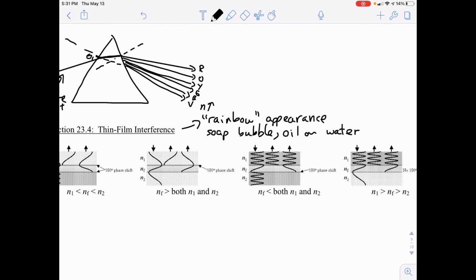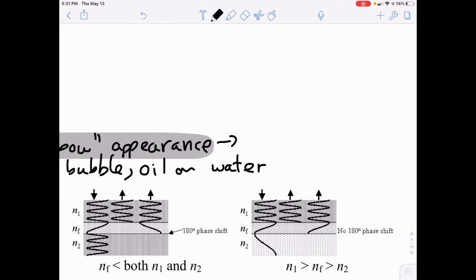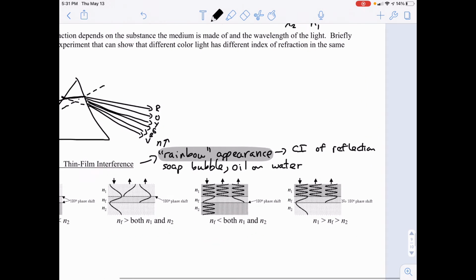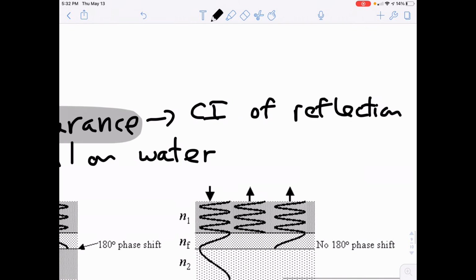So anytime we're looking at the rainbow appearance, that means we're talking about constructive interference of reflection. The reflected light is constructively interfering and showing itself as a rainbow type appearance, a very iridescent glow of various colors. Destructive interference would be no rainbow, no color.